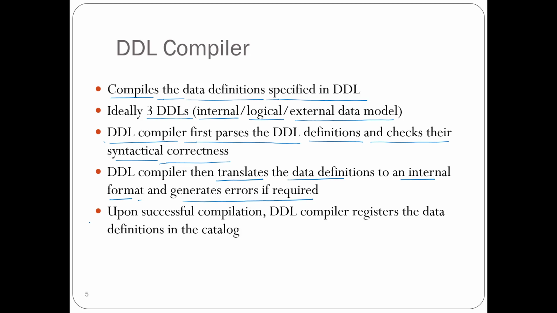Okay, which I have in the next bullet. It says that upon successful compilation, the DDL compiler will register the data definition in the catalog. So you need to remember the important role that the catalog is playing. Maybe you would like to finally make a note where you would put everything together, like what the different roles or responsibilities are that the catalog holds.